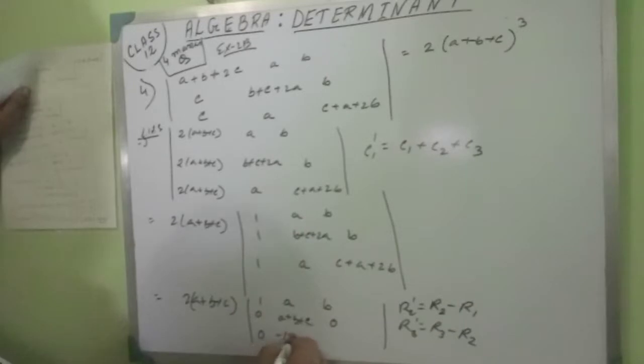So we can take A plus B plus C, minus of A plus B plus C, and C plus A plus 2B minus B. So it is again A plus B plus C. Okay.